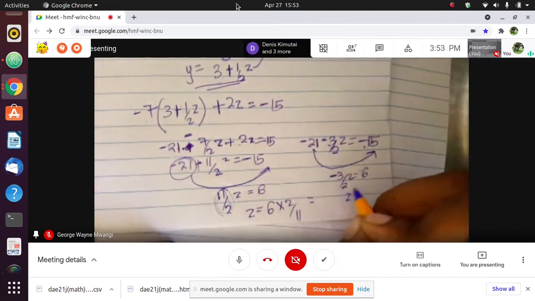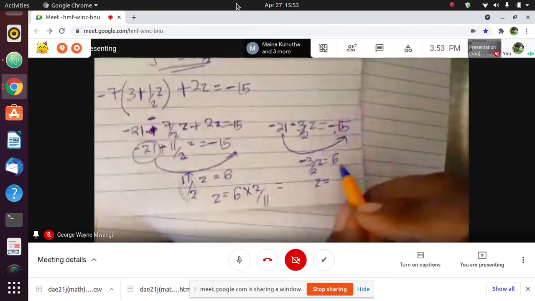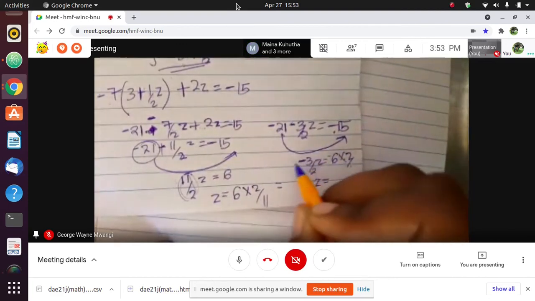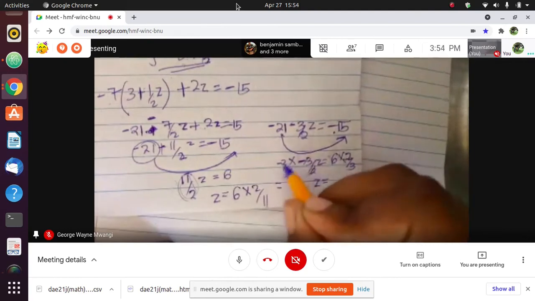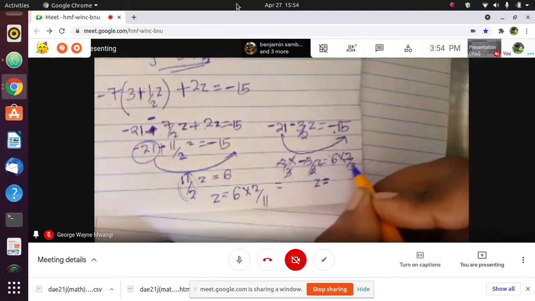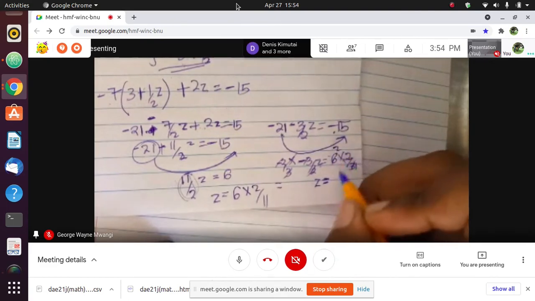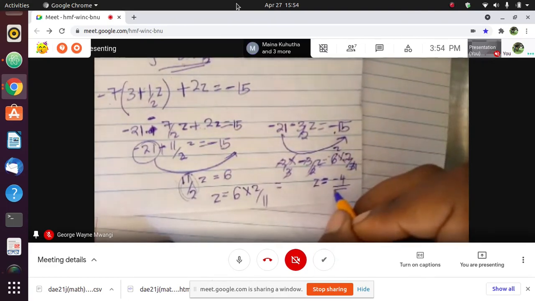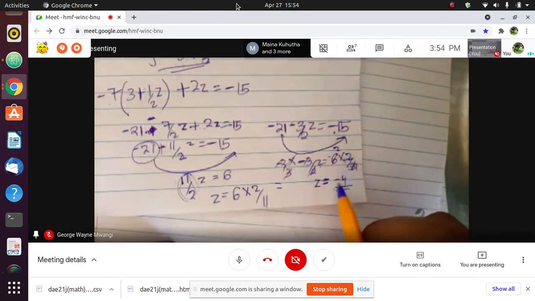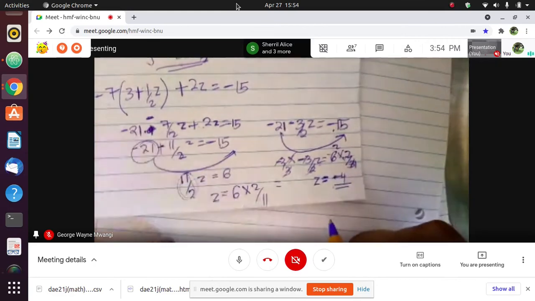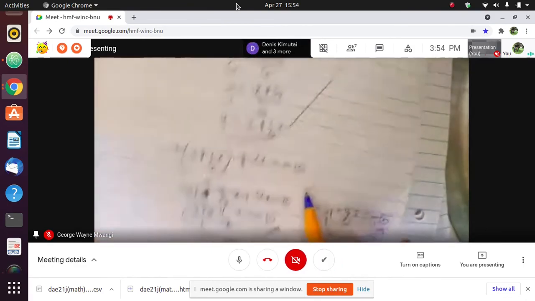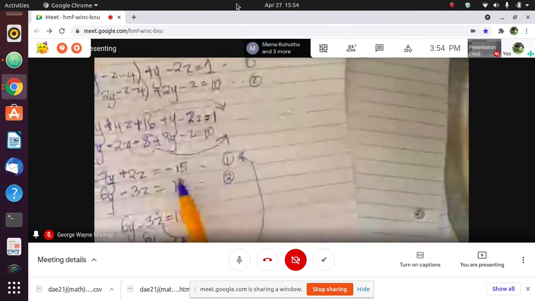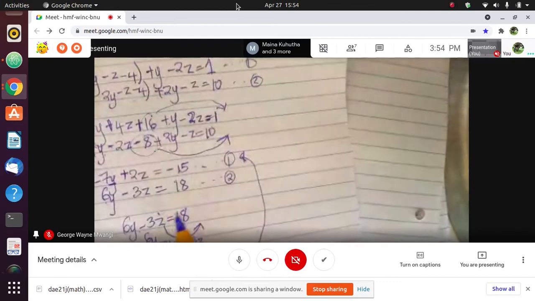So z, when you take the z, will be given by 6 times the reciprocal of this side. So times negative 2 over 3. This cancels, it cancels back and z is equals to 3 goes, this goes in a quarter. So you'll get that the value of z is negative 4. Are we together? Yes. Now we will take this value of z and substitute it in either of these two equations to give us the value of y.